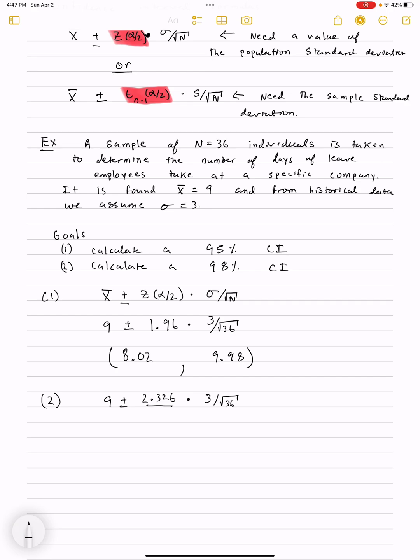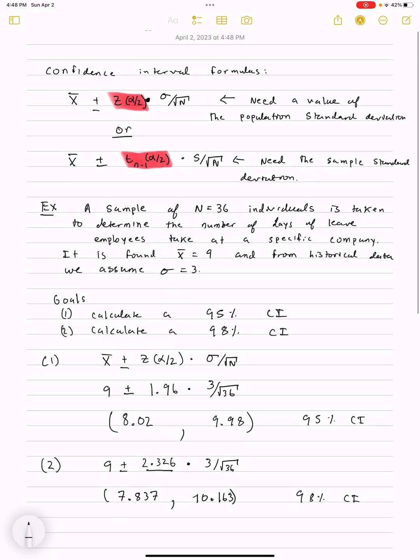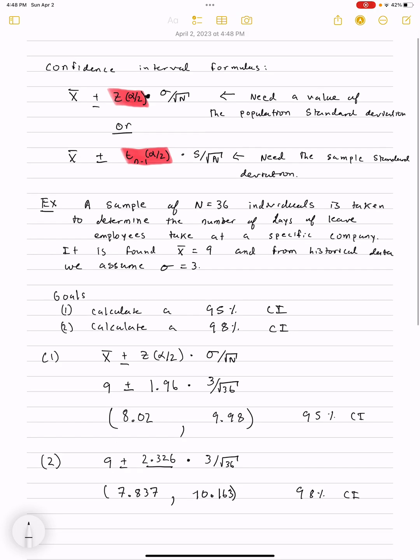On the low, we get 7.83. On the high, we get 10.16 days. So that would be for a 98% confidence interval. And this one would be for a 95% confidence interval. Okay, and that was just two examples of using an online calculator to calculate a confidence interval. Thank you very much.